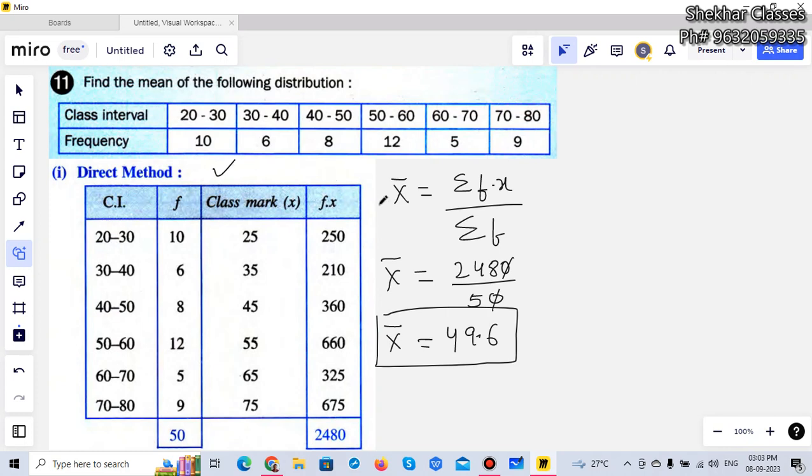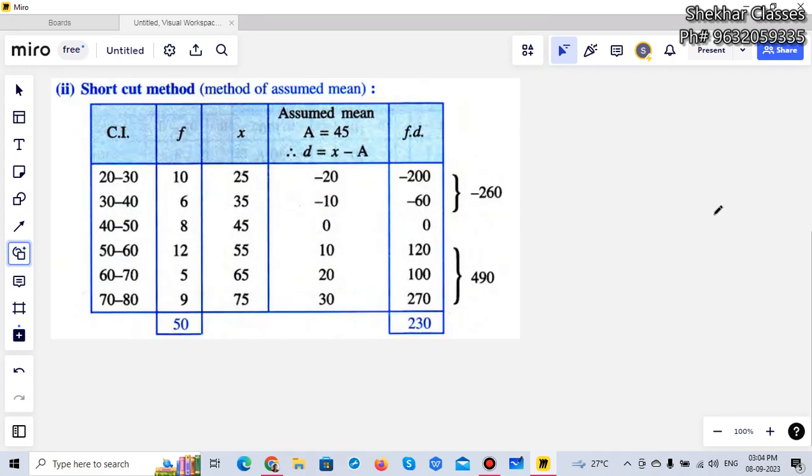Clear? Now we will do the same question by the other method. Let me put it. Same question, that is being done by the shortcut method. The only thing we have to extend is that we have to deviate the values after taking the assumed mean. So we will take an assumed mean of, say, 45. Same table, fine, we have taken the assumed mean.